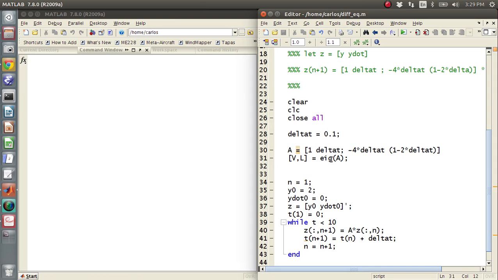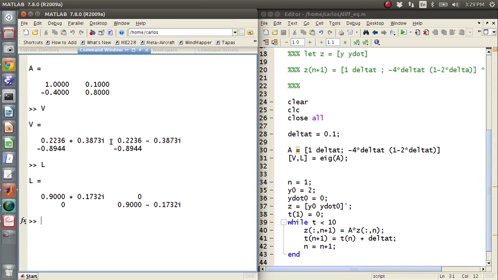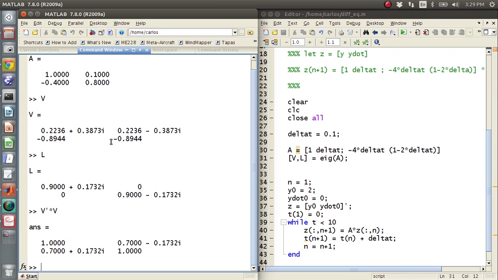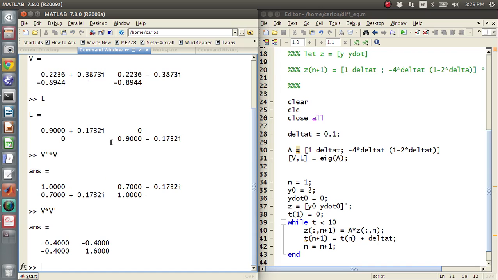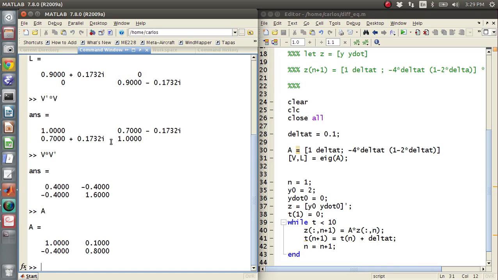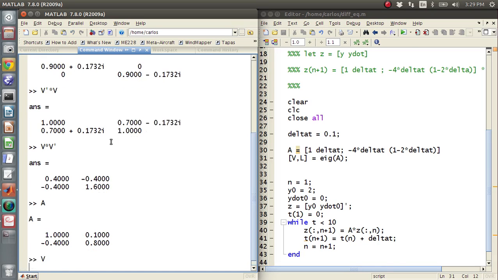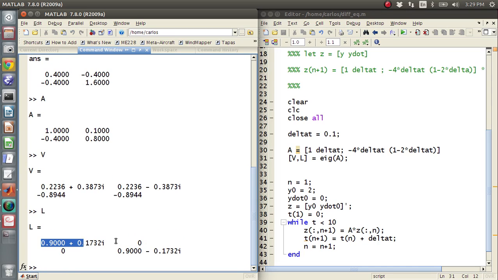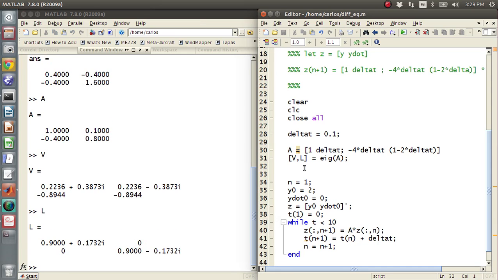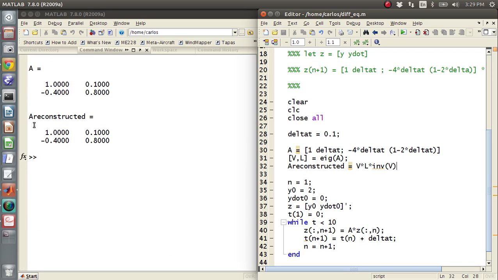Okay, so it turns out that when you get V and L, V transpose times V is not equal to identity, and V times V transpose is not equal to identity. And that's because V and L have imaginary components. So instead of doing A reconstructed equals V times L times V transpose, we actually need to do the inverse of V on the left. So what we'll get is A and then A reconstructed. And there we go. So now we have V times L times inverse V.